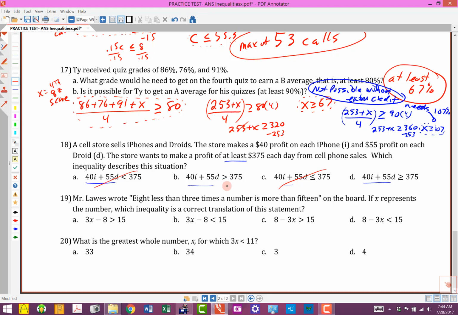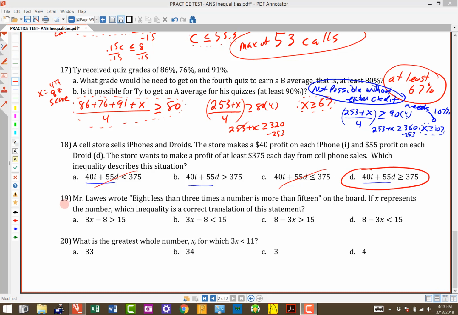Well, this one is strictly greater than $375. That means they want to make more than $375. This one right here with the equal to, this is okay. This is the one that we want. This one wouldn't be the end of the world, but that's not the right answer on a strict interpretation of what at least means, so we want to make sure that we grab this one.